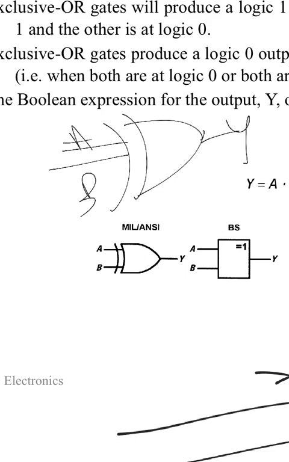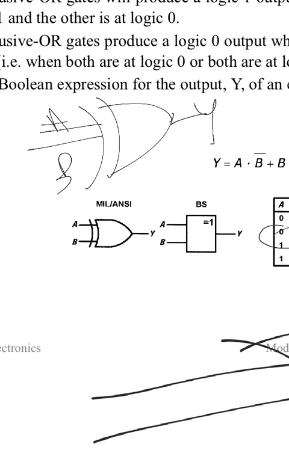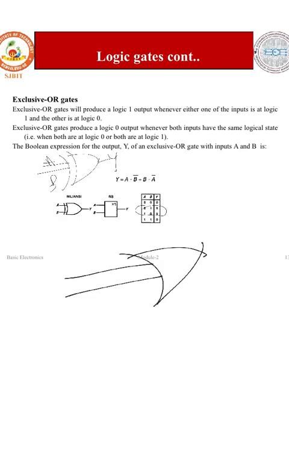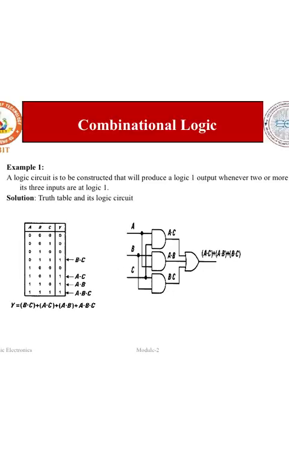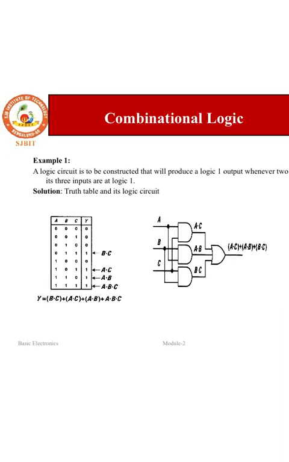Okay, coming to the next topic. What did we discuss so far? I'll tell you the topics we discussed. We discussed logic gates: buffer, inverter, AND, OR, NAND, NOR, as well as exclusive OR. So before we jump ahead, now we will look into combinational logic.